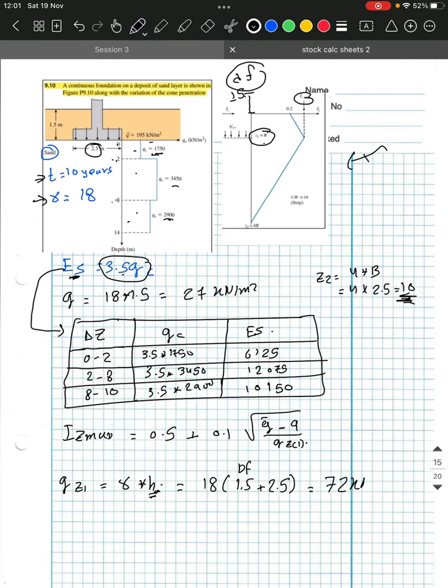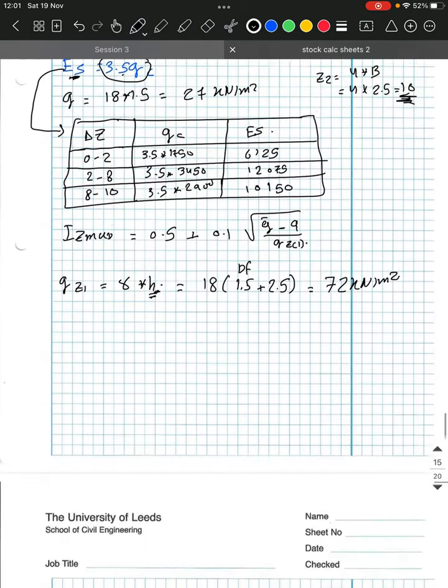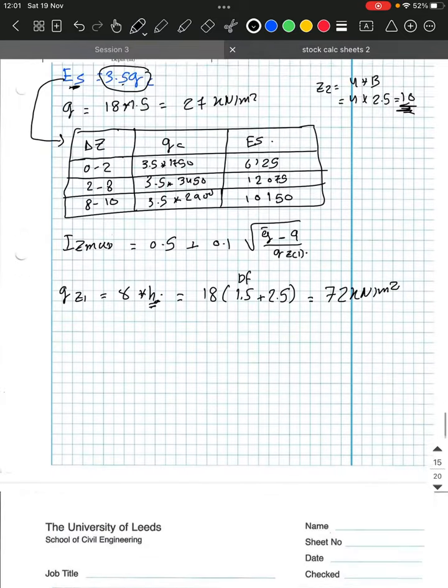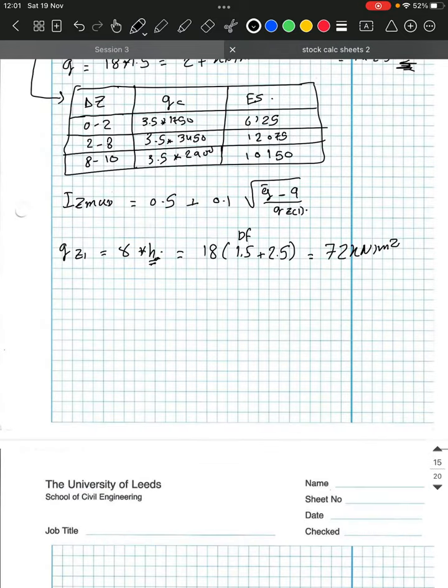This equals 72 kilonewton per meter squared. Now I am ready to draw, I think. Yeah, we are ready to draw. So now we could draw this basically. What I like to do usually is redraw the whole question so I know exactly what's happening.